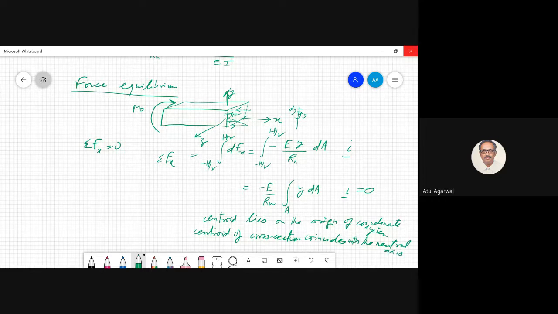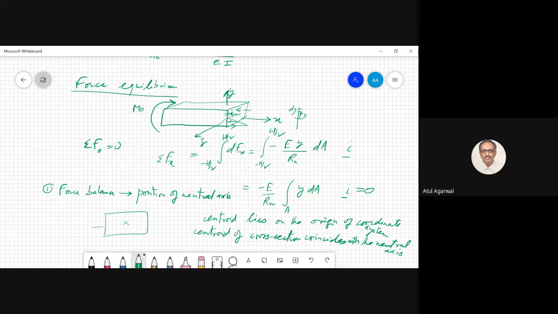So you invoke equations of equilibrium. Force balance gives you the position of the neutral axis. You come to know that the neutral axis coincides with the centroid of the cross section. You see, it is very easy to find the centroid of the cross section. The centroid of this rectangle will lie where? At its middle point.